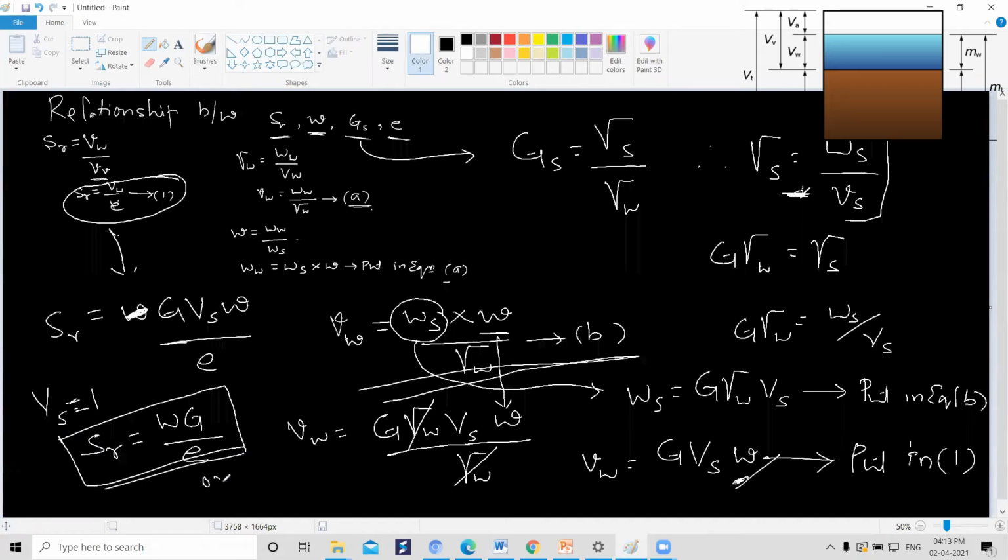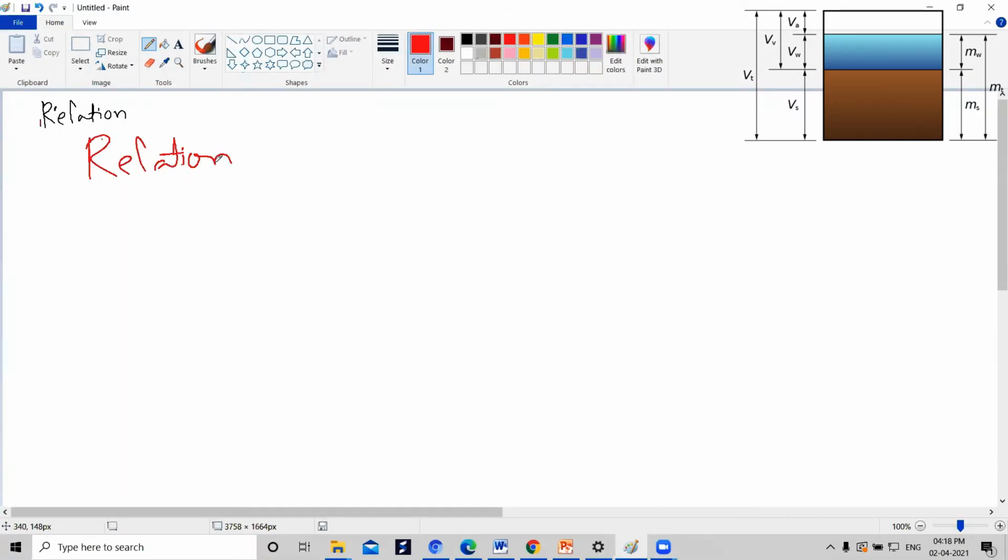This is one relationship to find with respect to SR, W, G, specific gravity and void ratio. Or else I can also write it as, कैसा लिखेंगे? E is equal to W into G divided by SR. ये एक relationship. Clear enough? It's simple. It is simple one. Wherever you go with it, starting with SR से start करो या W से start करो, G से start करो, you will be finding out the relationship.